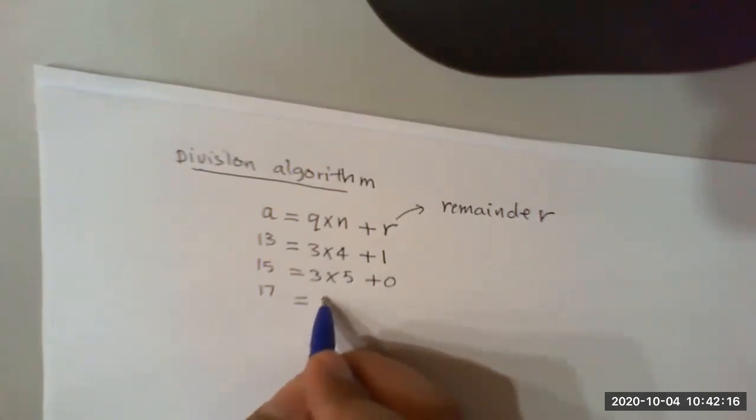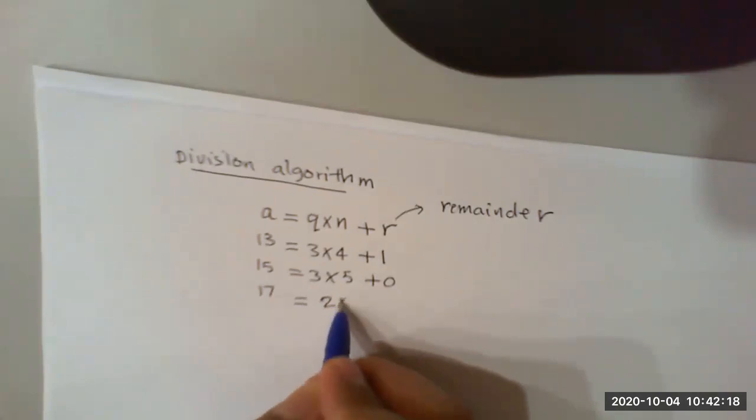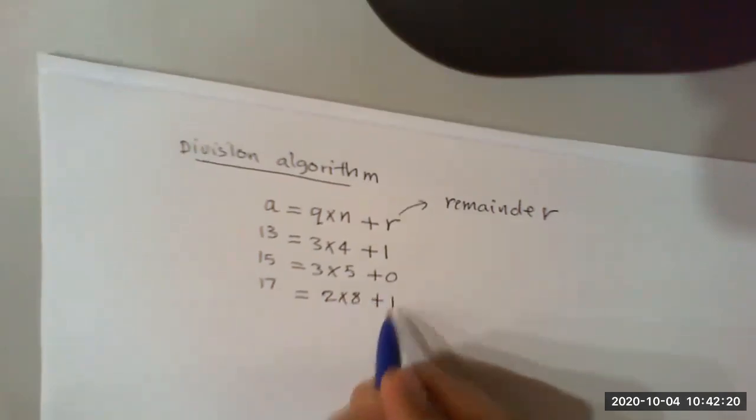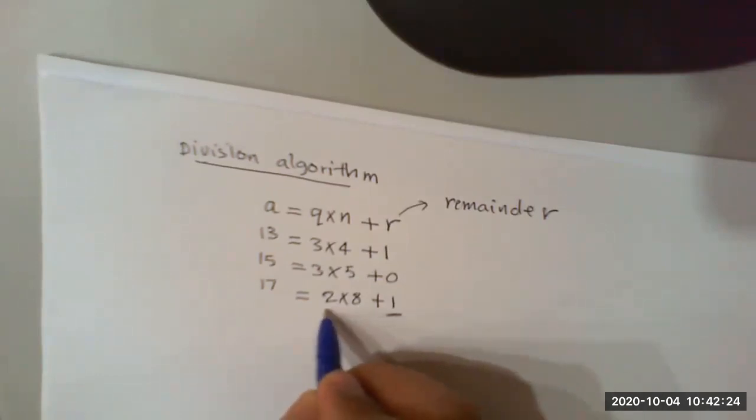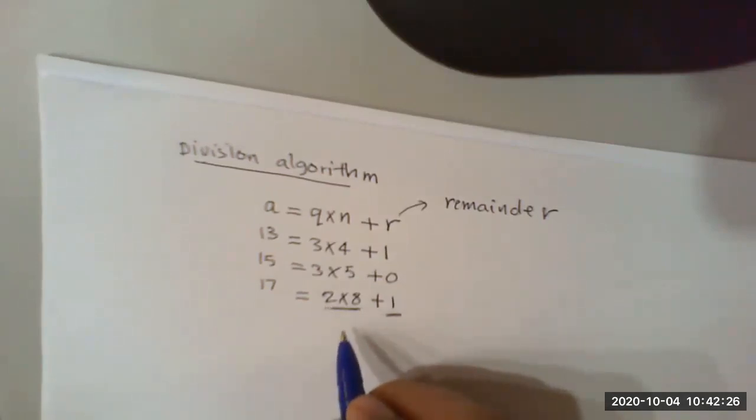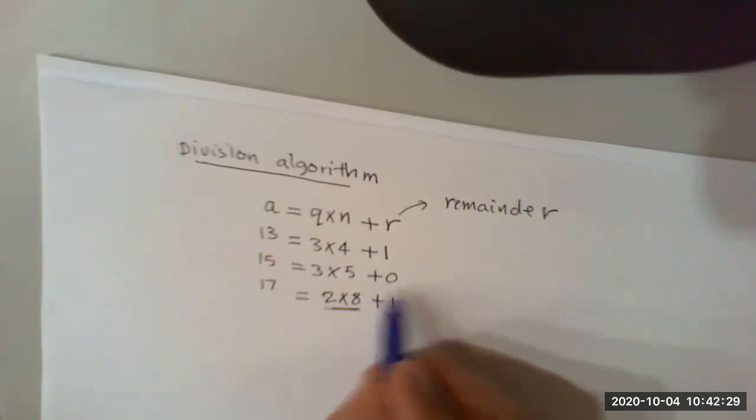17 maybe 2 by 8 plus 1. This is the remainder after this multiplication. Okay.